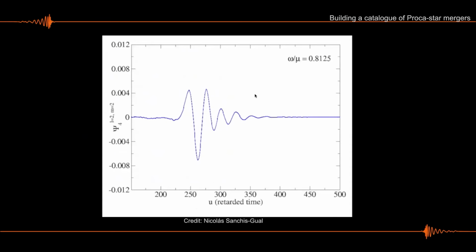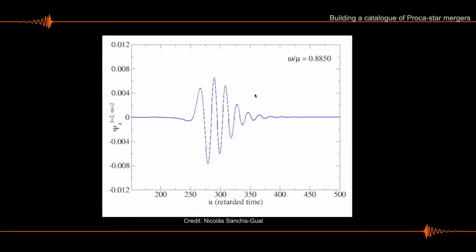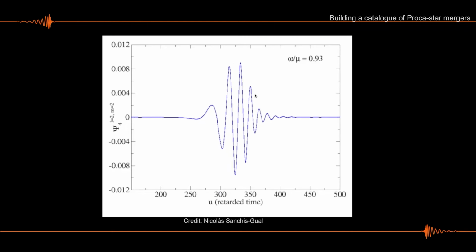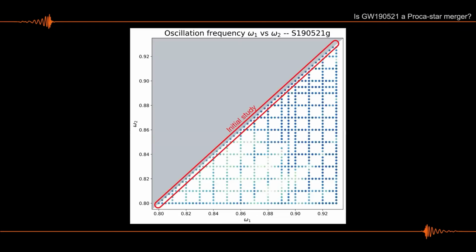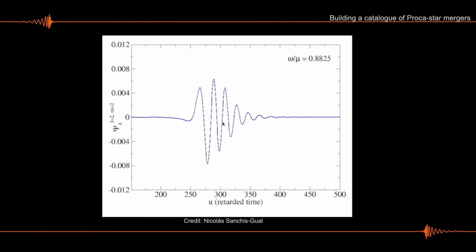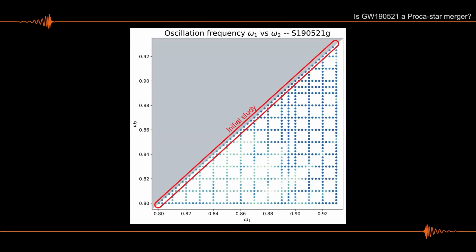This is just a video showing how the waveform, or the signal emitted, varies as we vary the frequency of the two stars that are colliding. Nothing really important to report, but you don't see any glitch or any non-smooth variation of the signal, so things look good. And then we can compare our signals or our waveforms labeled by the two frequency oscillations.